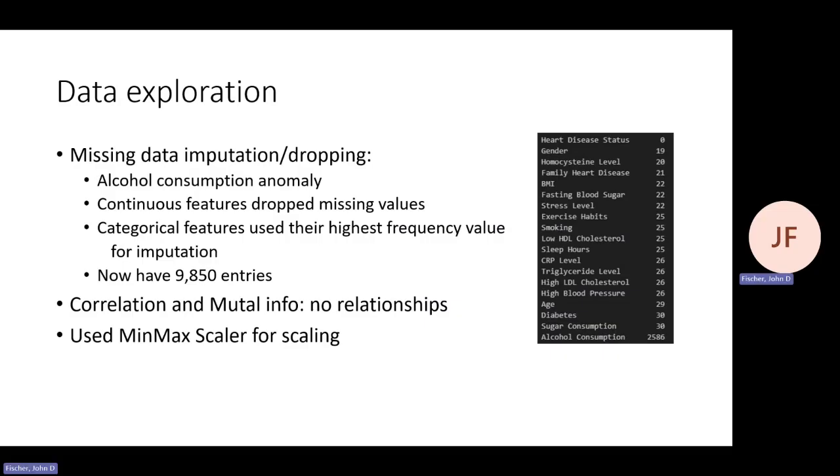That happened because when I was checking the CSV file, I saw the word none, and none can be interpreted as the person never drinking alcohol. So there would be about 2,586 nones in the alcohol consumption feature. When it was read in Python, Python thinks that none is a missing value. So Python thinks there's actually 2,586 missing values.